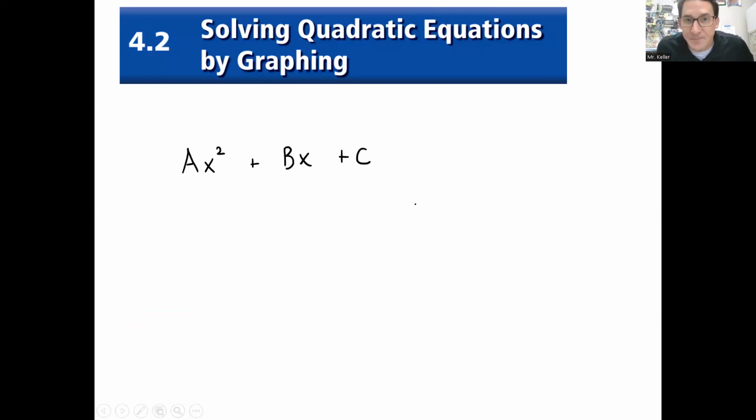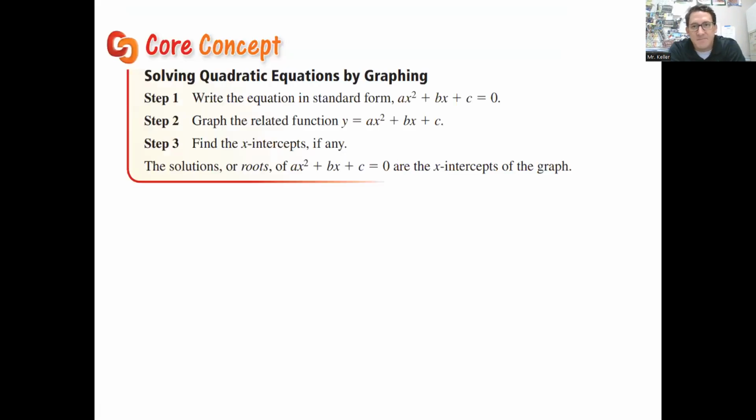We've already done a lot with quadratic equations. We have already graphed them. We factored them. We've messed around with them quite a bit. Now we're going to solve them. So we're going to have problems that look like this. It's going to be equal to 0. We're going to solve for x. Today, our first way to do it is solving by graphing.